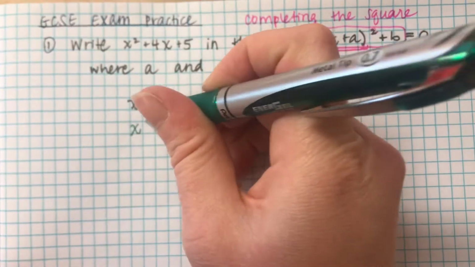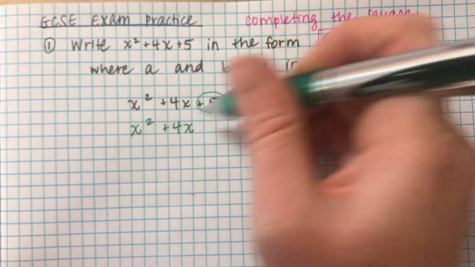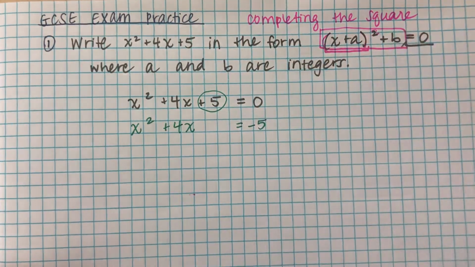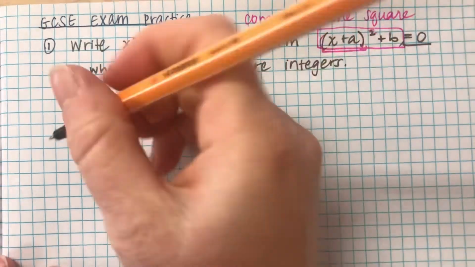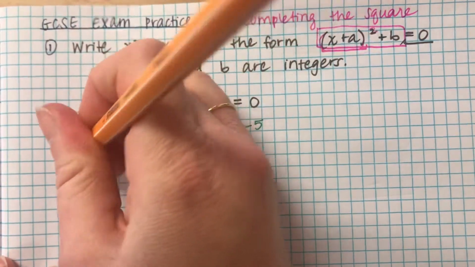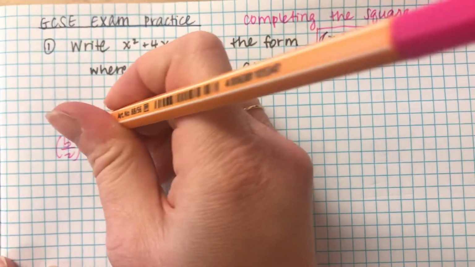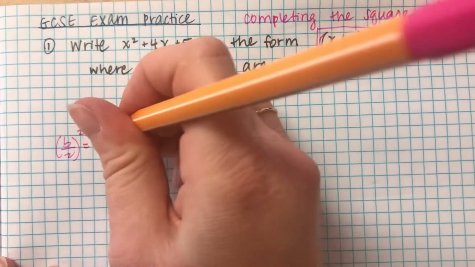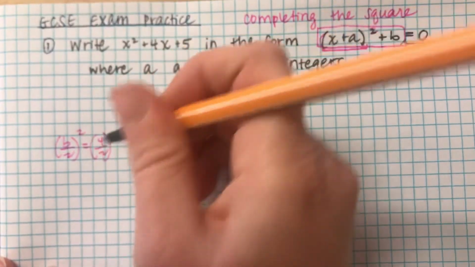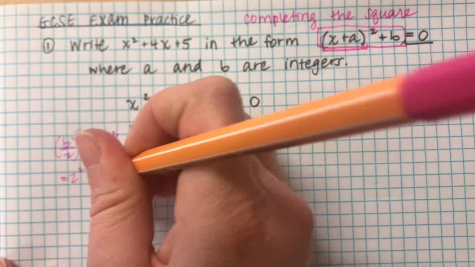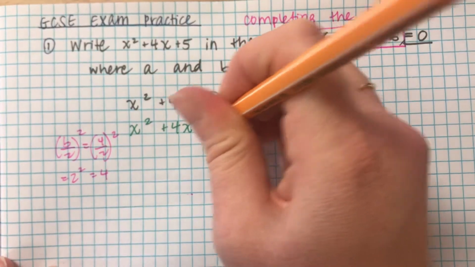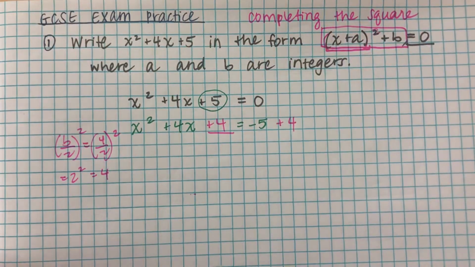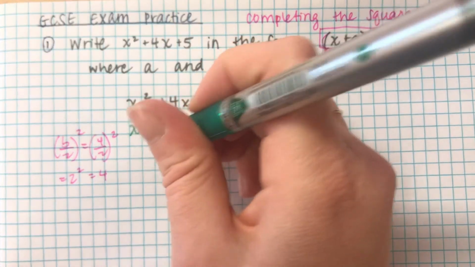So I'll rewrite this as x squared plus 4x equals negative 5, and then we'll just complete the square as normal, taking the b value, dividing it by 2, and squaring it. So b here is 4, divide that by 2 and square it, gives me 2 squared, which is 4. So I'm going to add 4 to both sides of the equation and then go from there.